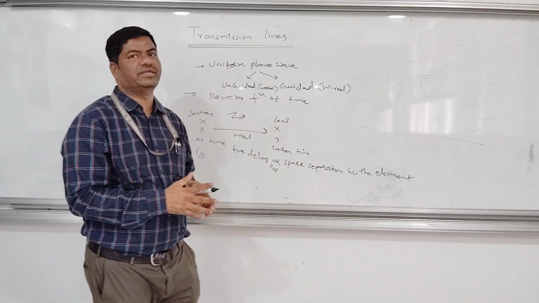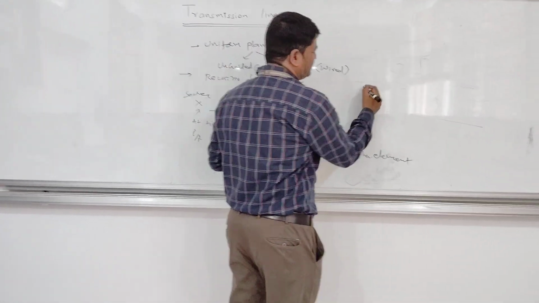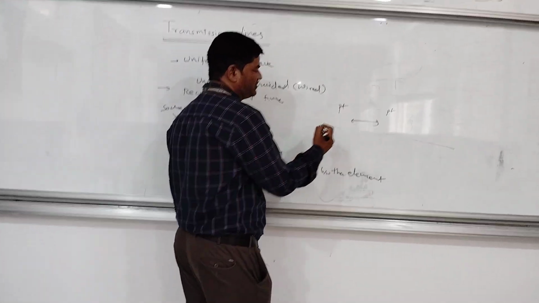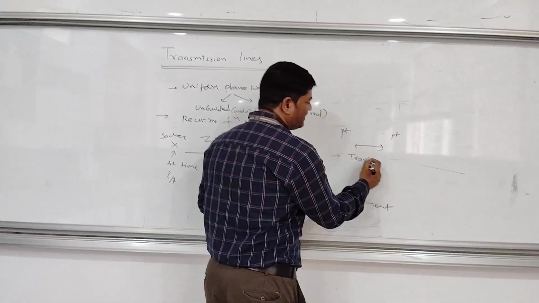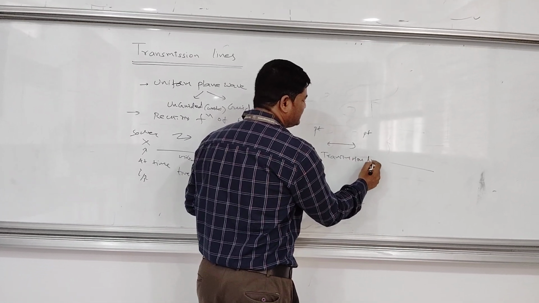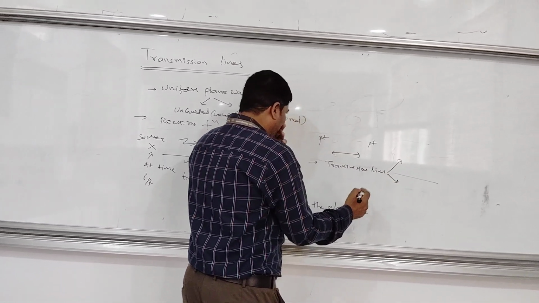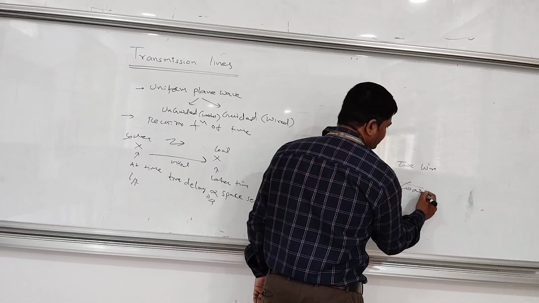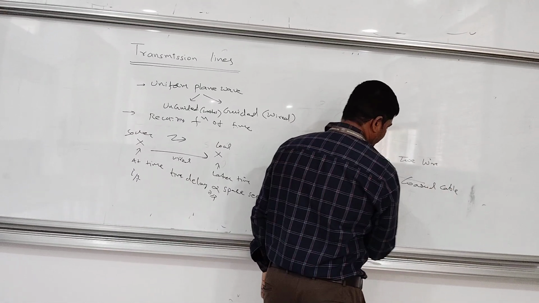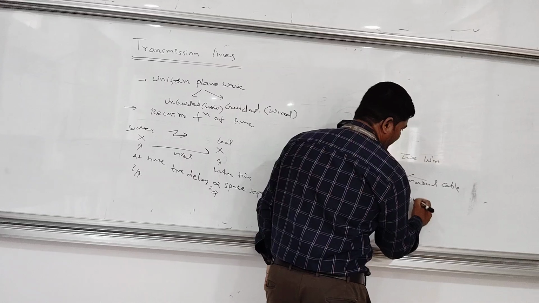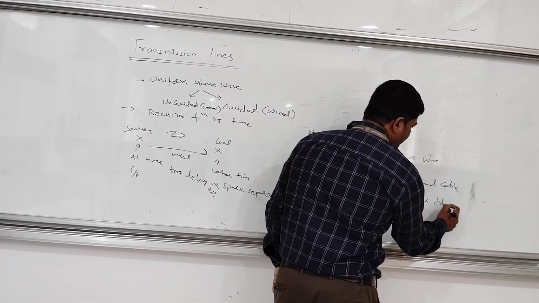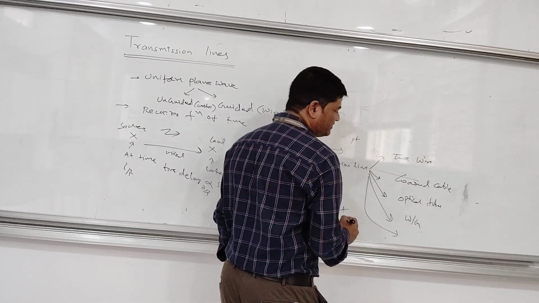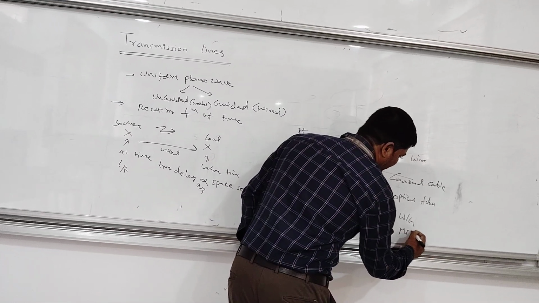But in guided media, point-to-point communication takes place. What are examples of guided mediums? We have transmission lines. The guided medium we can call transmission lines. In that we have two-wire transmission, coaxial cable, then optical fiber, and we have waveguides and microstrip lines.